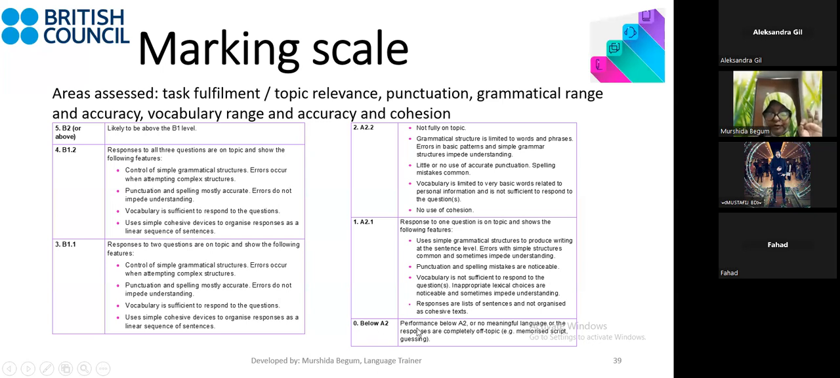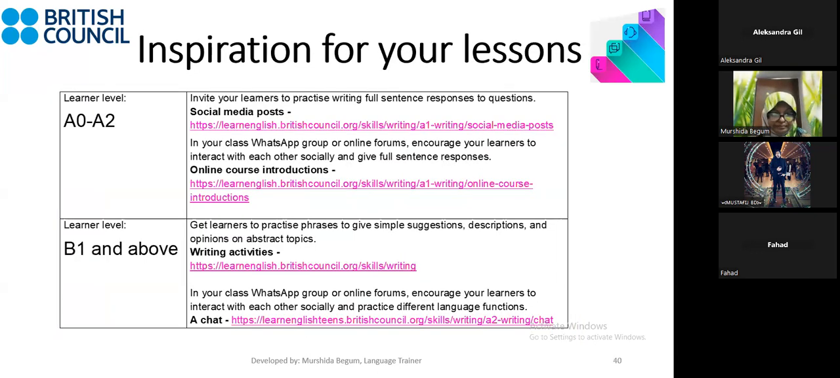Below A2, performances below A2 or no meaningful language, or responses that are completely off topic, that is memorized script or guessing. So if the writing falls under this criteria, definitely it is going to be A1 or below A2. That is how the marking scale is defined.